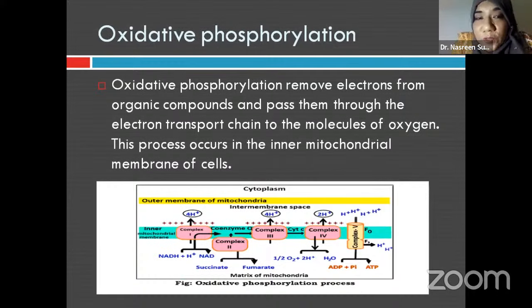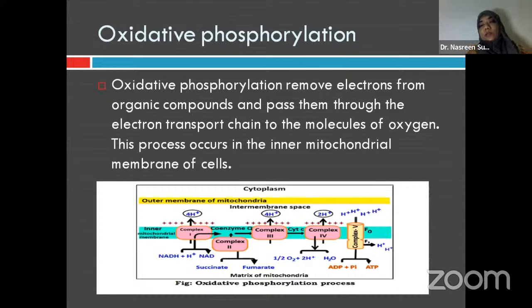Now, oxidative phosphorylation. Oxidative phosphorylation is what? It is going to remove the electrons from organic compounds. Okay, so here there will be no direct transfer of phosphate. It occurs by removing the electrons from organic compounds and passing them through the electron transport chain to the molecules of oxygen. This process usually occurs in the inner mitochondrial membrane of cells.